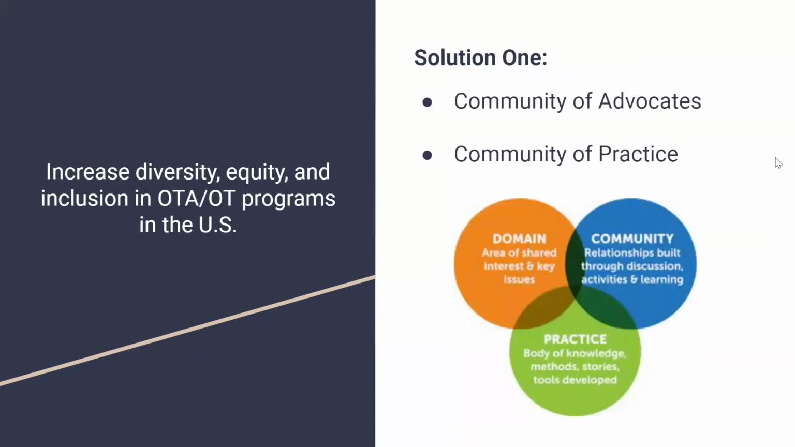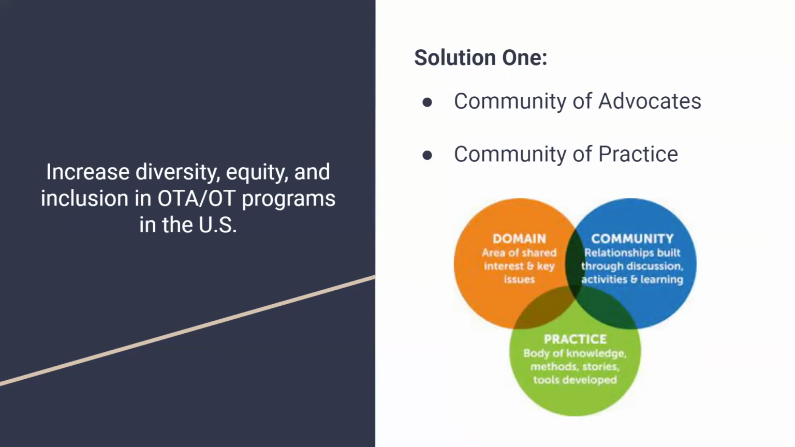The next slide pertains to solution number one in order to increase diversity, equity, and inclusion in OTA and OT programs in the US. The first one is creating a community of advocates to champion legislation, which will help to increase funding to programs and will benefit diversity and inclusion efforts for OT and OTA programs.